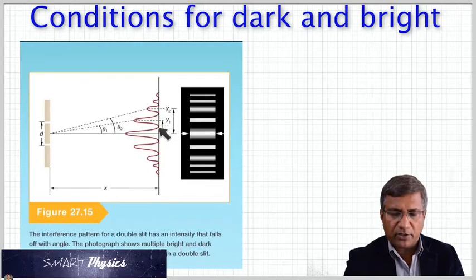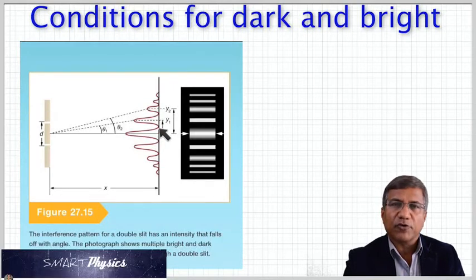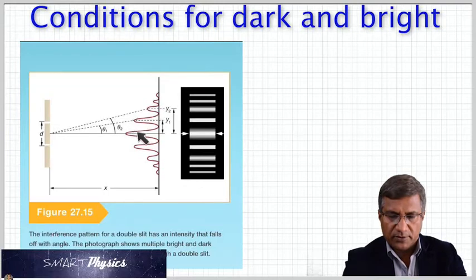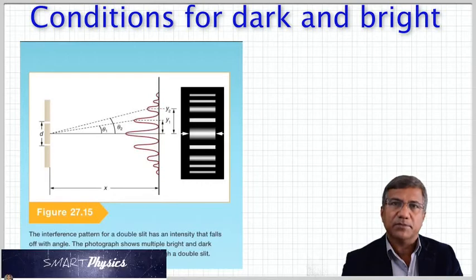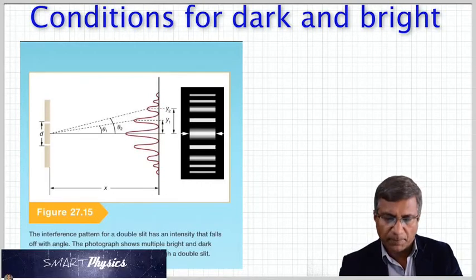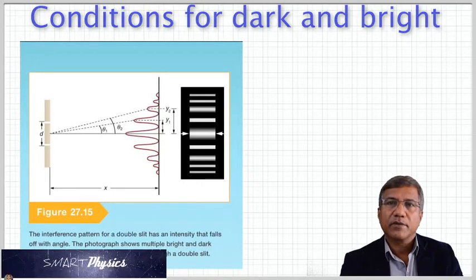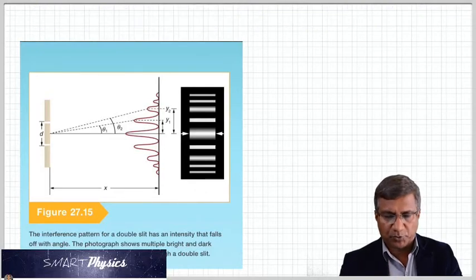So if I say, what's the value of m for the third order maxima? You see, you got to go 0 is the central one. So if I'm calling it the third one, this is the first one, the second one, the third one. So for the third order maximum, m is equal to 3. Okay, so remember that when we do problems.